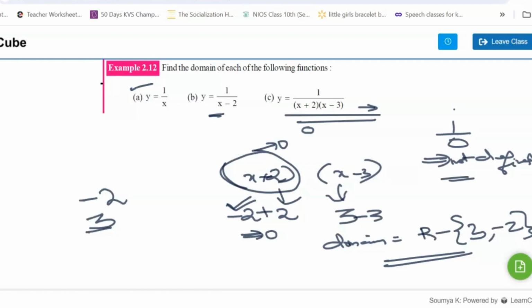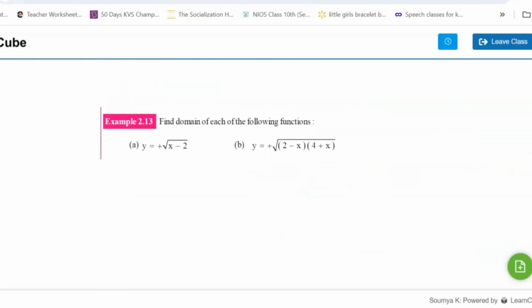Let's go to the next question. Let's check this question, that is, find the domain of the following functions. Let's see the first question, that is y is equal to square root of x minus 2. So to have the square root defined, you need the value inside this to be a positive value.